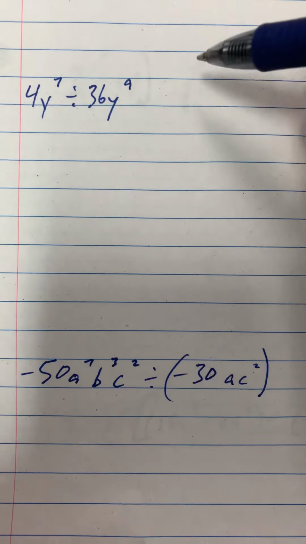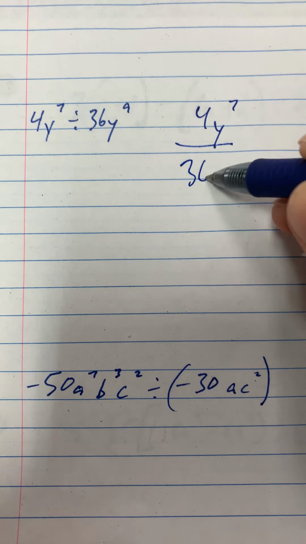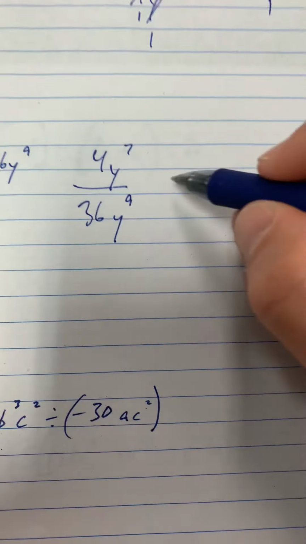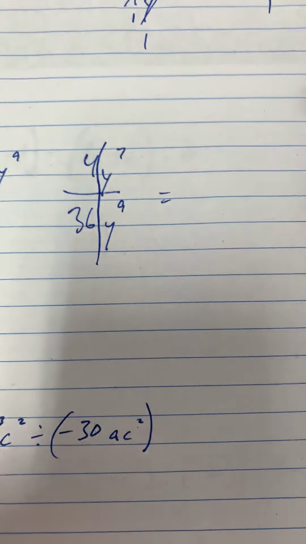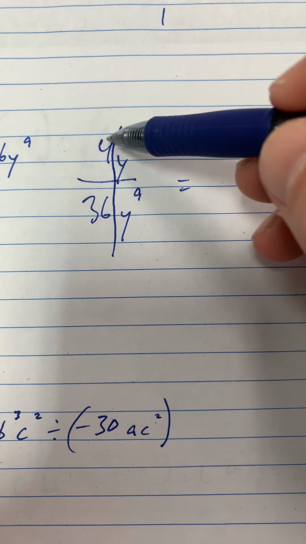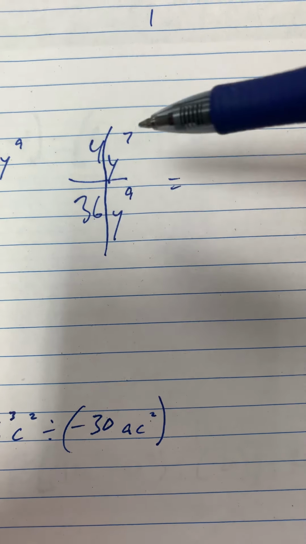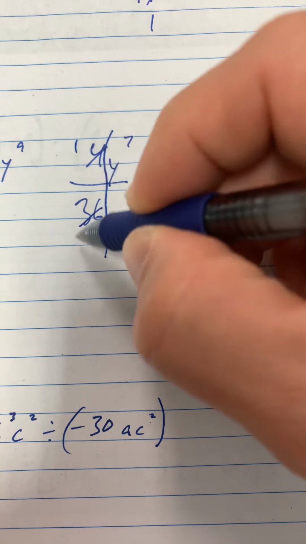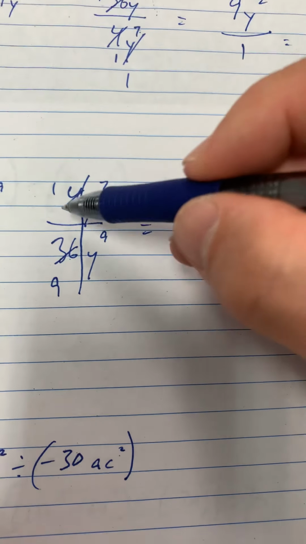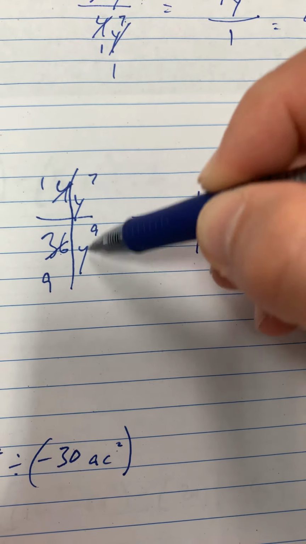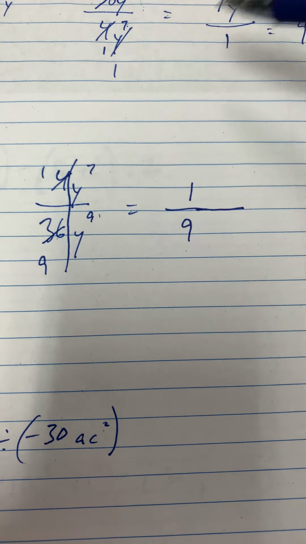The next one: we have 4y to the 7th divided by 36y to the 9th. What I'm doing, and I didn't really clarify this in the problem above, is first I'm dealing with my numerical values, my numbers. So 4 over 36 reduces down to 1 over 9. In my answer, I'm going to have 1/9. After I deal with these numbers, then I deal separately with my variables, y to the 9th and y to the 7th.